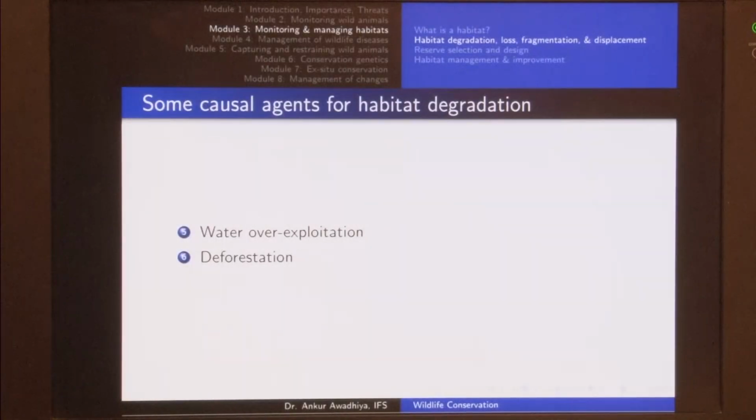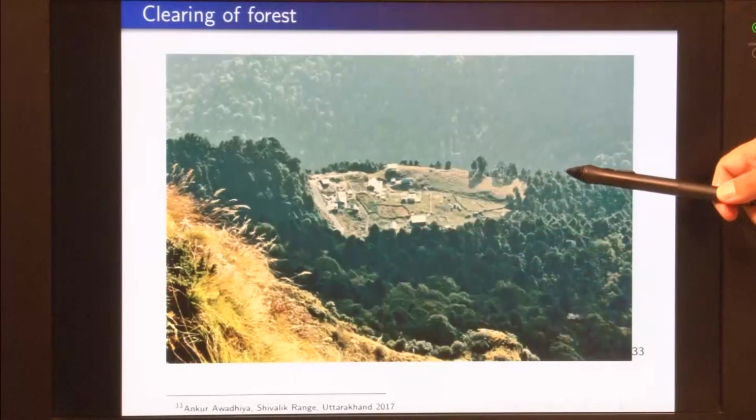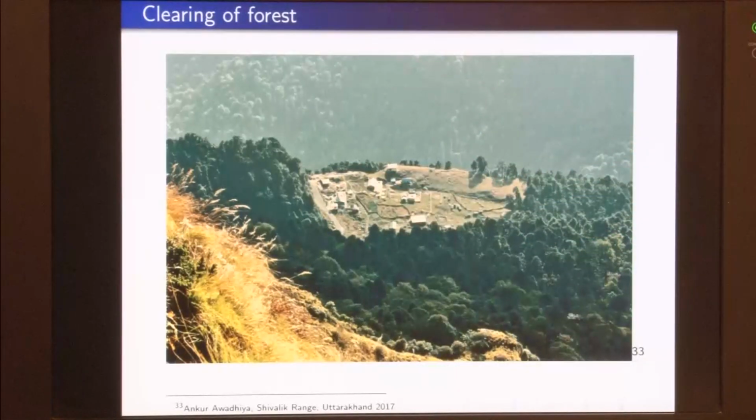Some other causes include water overexploitation and deforestation. So, if water is not available in plenty, that could be a factor that leads to habitat degradation, and similarly deforestation, as we also saw in a previous lecture. So, if there is a huge anthropogenic pressure and they are eating up all of these forests, the animals would not have enough forest to survive.